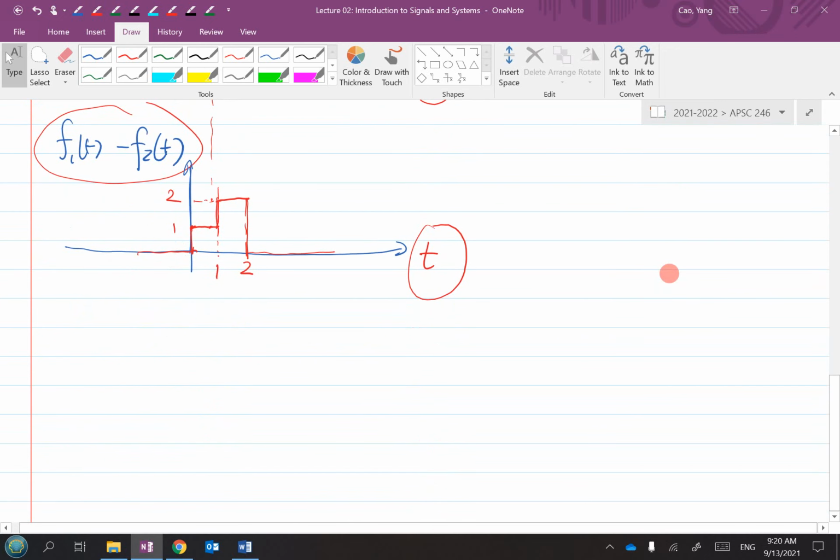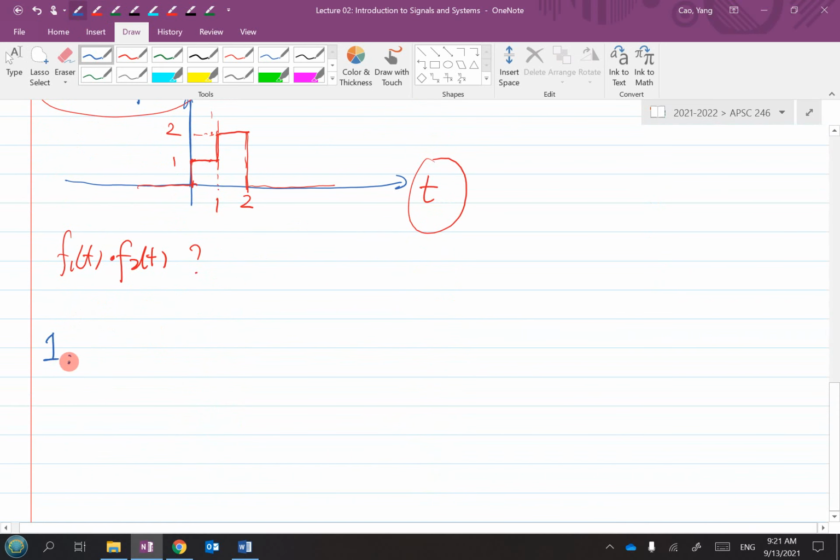We'll have a little more opportunity to practice graphically adding and subtracting or even multiplying functions. So maybe you can also try the multiplication of the two functions yourself. You follow exactly the same approach and see what happens. Okay, so that's pretty much the review I wanted to do. And now let's go into the actual content of this course.